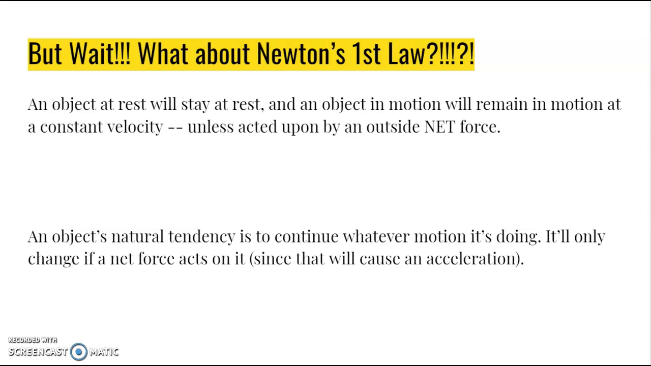Now again, I'm a stickler for the word net because it's very important, because you could have forces acting on the object, and those forces may cancel out in such a way that there's no effect on the object's motion. So this is just a fancy way of saying that an object's going to keep moving with a constant velocity unless there's a net force acting on it, so unless there's an acceleration acting on it.